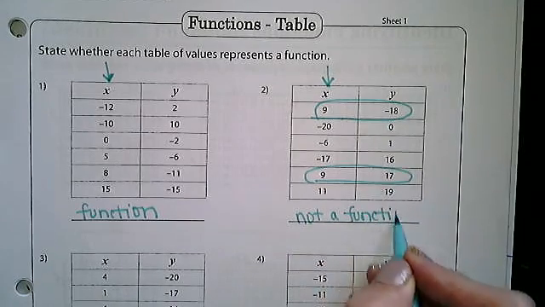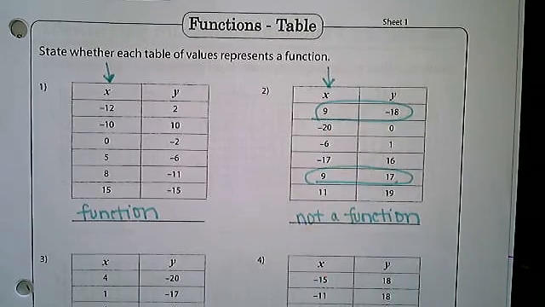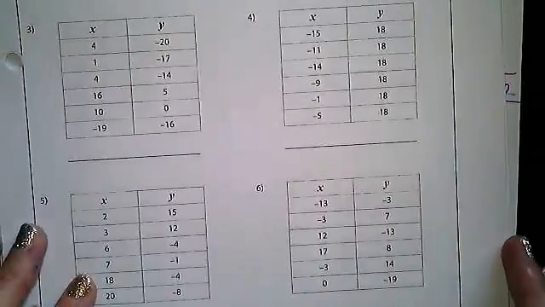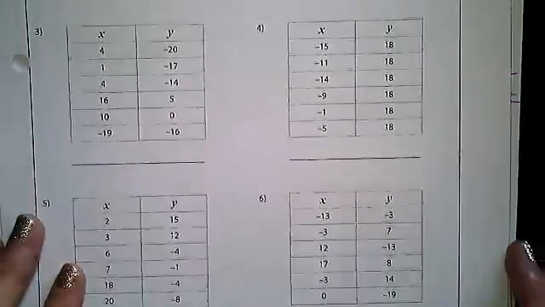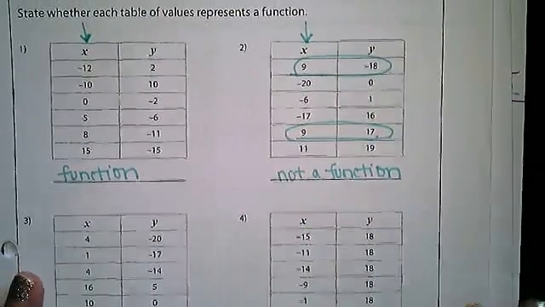For instance, if this table were to have a 9 with a negative 18 and another 9 with a negative 18, it would be a function. Or even a 9 with a 17 and a 9 with a 17 again down here. So I'm going to have you practice identifying what is a function versus what is not, just remembering as you look at the table, if you see a repeating X value, it has got to be with the same Y value to be a function.